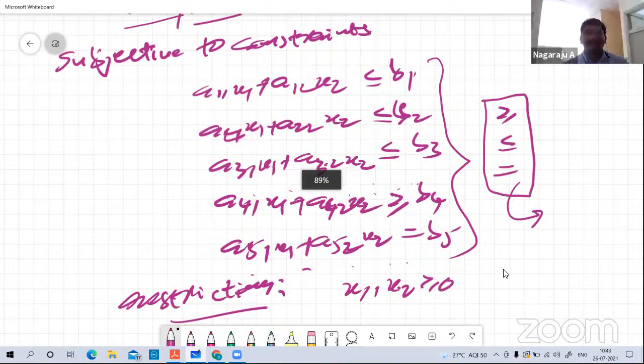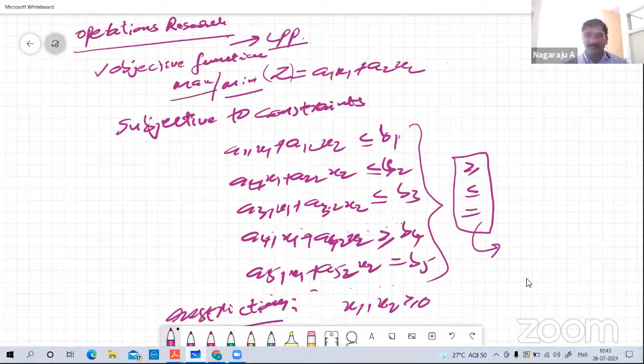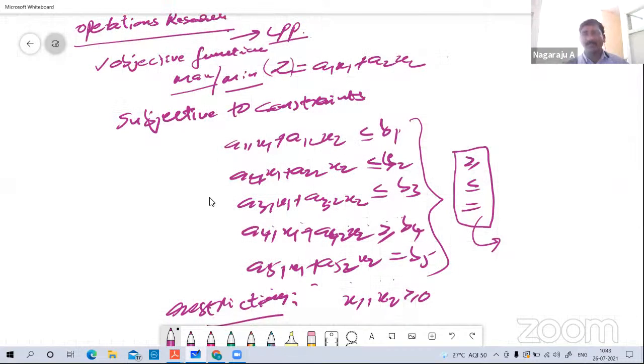The first procedure is called the graphical method. The second one is called the simplex method. Today we will discuss the graphical method. Generally, a linear programming problem contains an objective function, either maximization or minimization, a1x1 plus a2x2, subject to the constraints a11x1 plus a12x2 less than or equal to b1, and a21x1 plus a22x2 less than or equal to b2, a31x1 plus a32x2 less than or equal to b3, and so on.